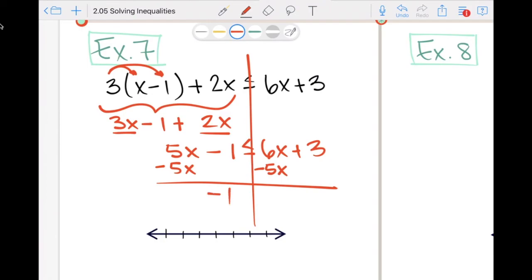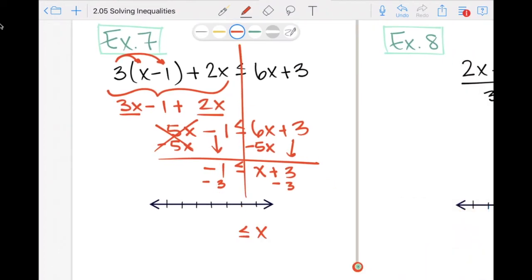So let's bring down what we have left. 5x minus 5x is 0. We bring down our negative 1 is less than or equal to 6x minus 5x just gives us a 1x, and then we'll bring down our plus 3. Now we want to isolate our x value, so we're going to subtract 3 from both sides. And we find that -4 is less than or equal to x. You can switch it around, just make sure you also switch the inequality sign.